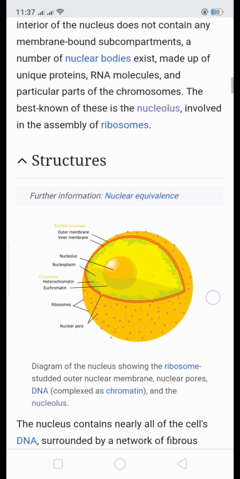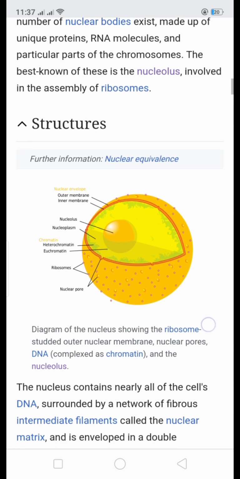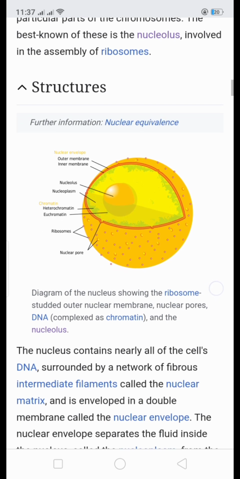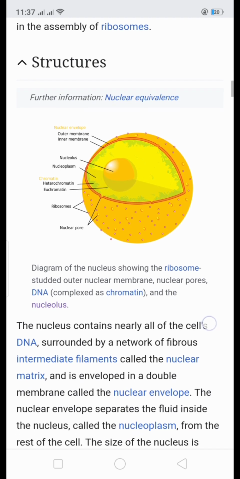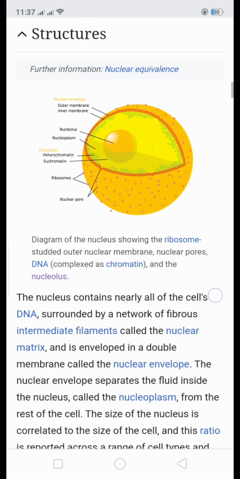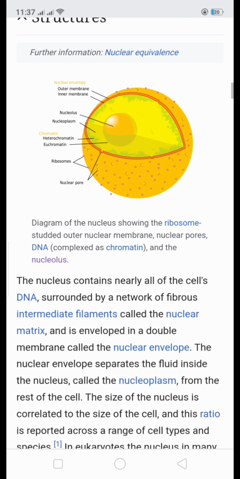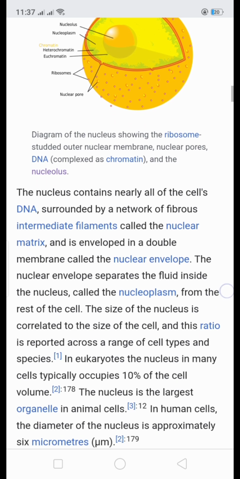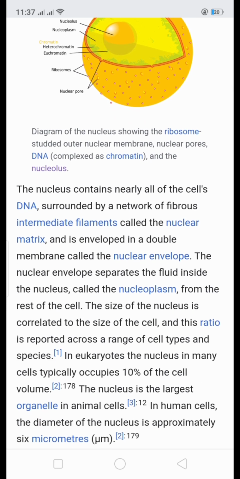The nucleus contains nearly all of the cell's DNA, surrounded by a network of fibrous intermediate filaments called the nuclear matrix, and is enveloped in a double membrane called the nuclear envelope. The nuclear envelope separates the fluid inside the nucleus, called the nucleoplasm, from the rest of the cell.